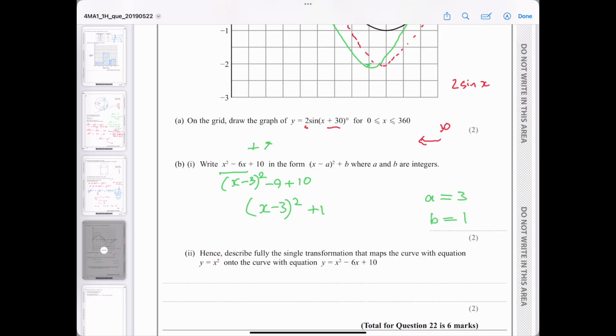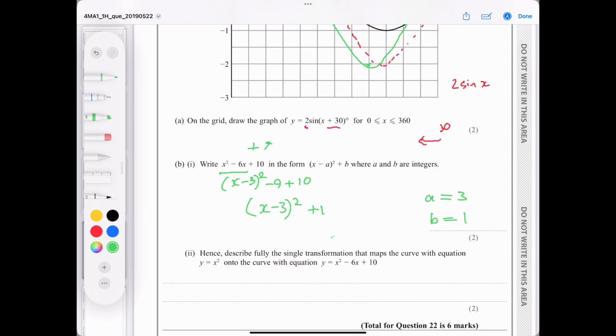There you go. Right, hence describe fully the single transformation that maps the curve with the equation y equals x squared, and then what happens there. So, this is a little tricky. So actually we could do this in a vector. So if it's x minus 3, you would think it would be going to the left, but actually you map the exact opposite way.